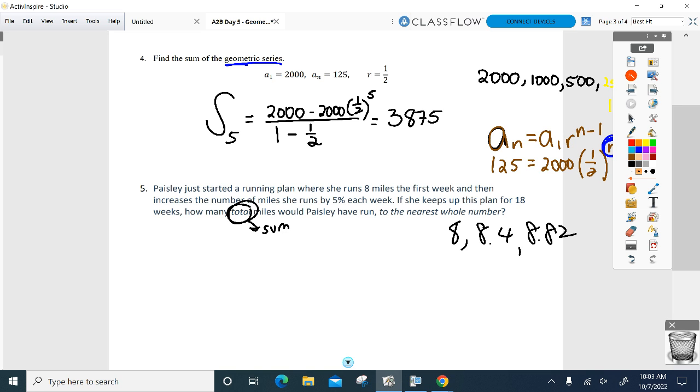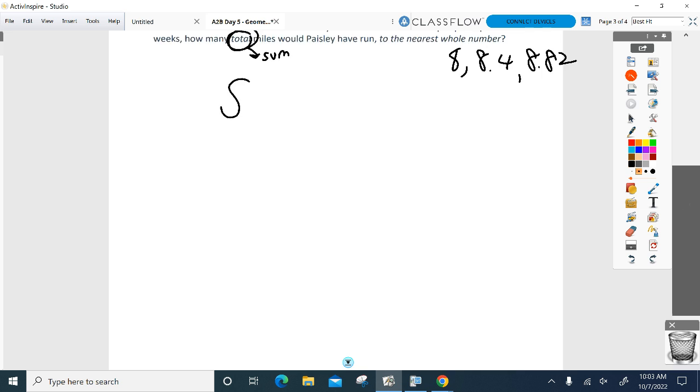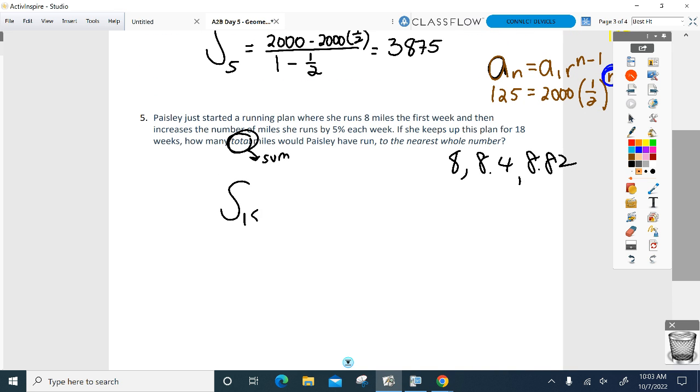All right, you ready to find the sum? Again, I don't care how many she ran in week 18. Don't find that. That's not what I'm looking for. The total. So the sum of how many weeks? 18. Here we go. Help me fill it in. Fill everything in. A1, 8. All right, R value.